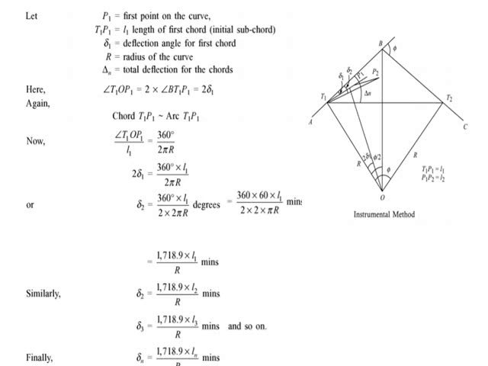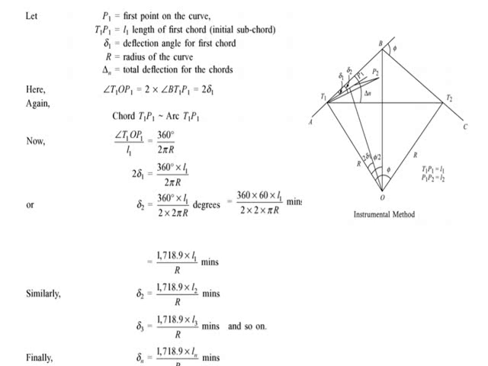So angle T1OP1 equals 2 times angle BT1P1, equal to 2 times delta 1. Since the chord T1P1 equals arc T1P1, the angle T1OP1 upon L1 equals 360 divided by 2 pi R. So 2 times delta 1 equals 360 divided into L1 upon 2 pi R.